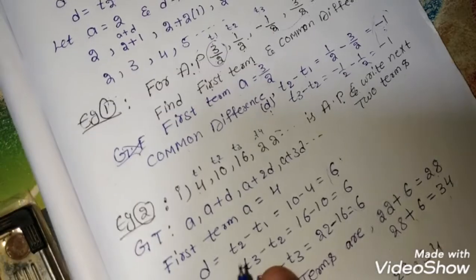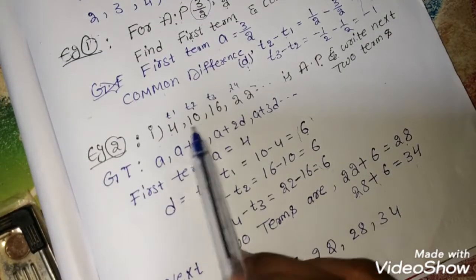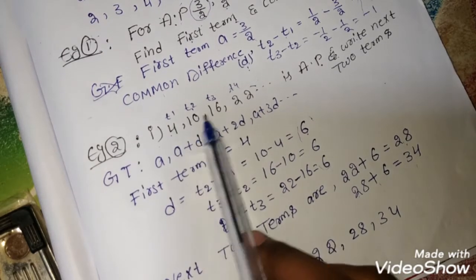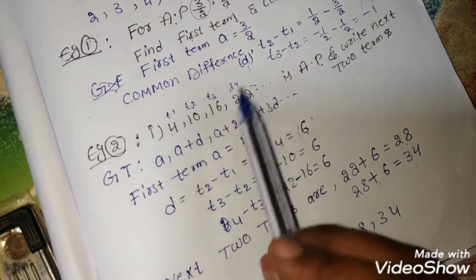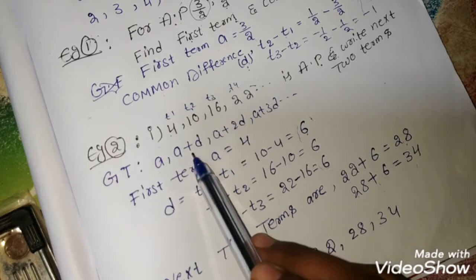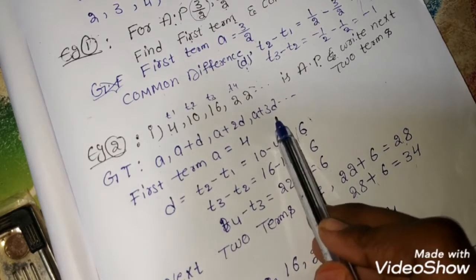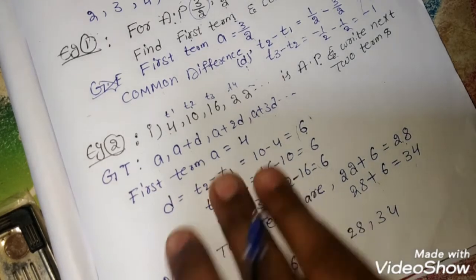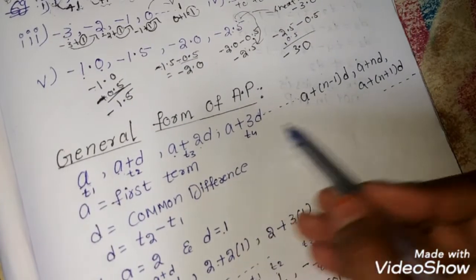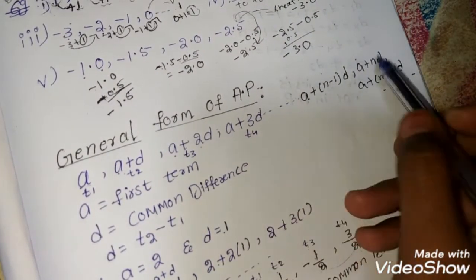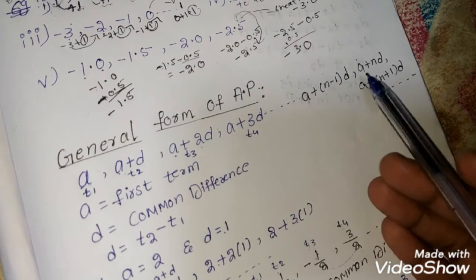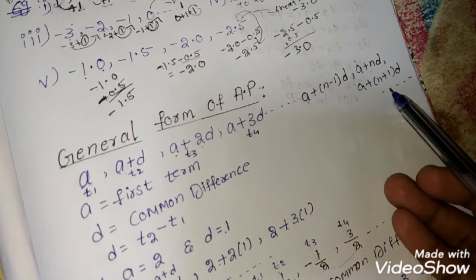Okay. Next, let's take example 2. They have given a series here: 4, 10, 16, 22. So 4 is term 1, then term 2, term 3, term 4. We know the general terms are A plus D, A plus 2D, A plus 3D and so on, and we can write them as A plus (n minus 1)D, A plus nD, A plus (n plus 1)D, like that. So these are the general terms for all terms. Understand? Term 1, term 2, term 3, term 4, up to term n, here up to term n plus 1.